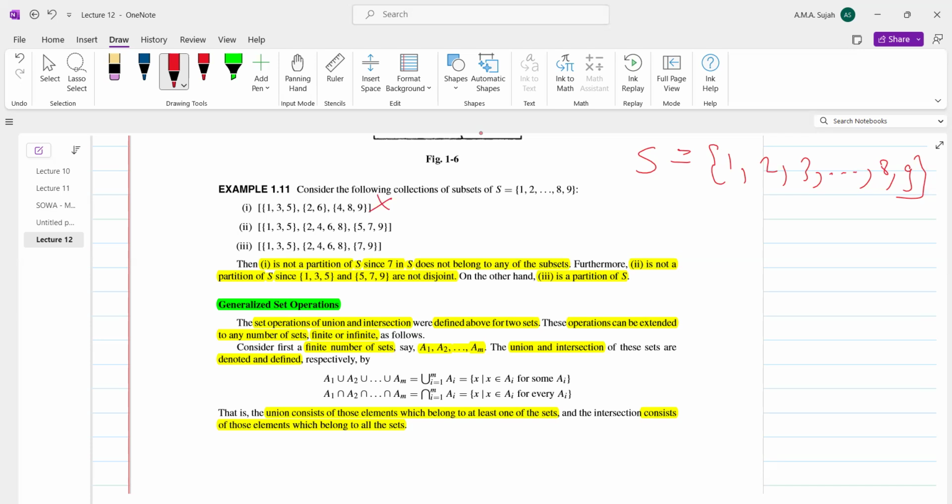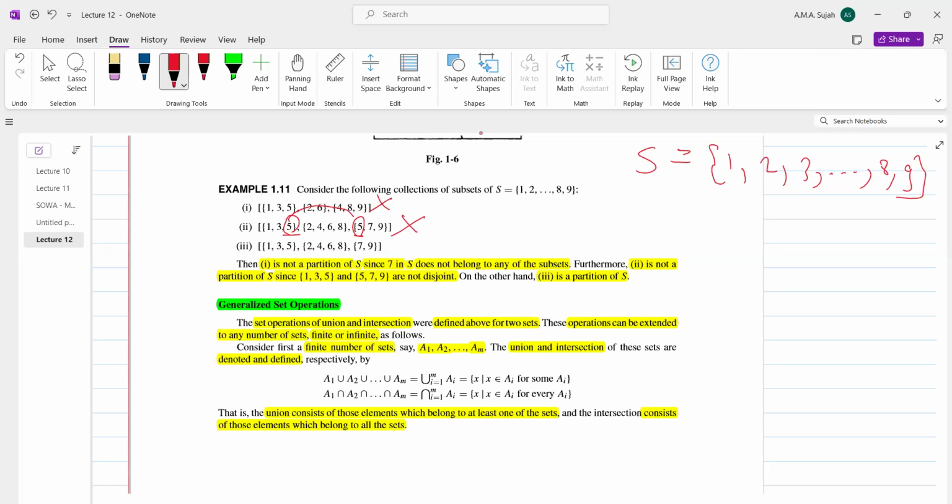How about the second one? Second one, 1, 2, 3, 4, 5, 5. So 5 happened 2 times, right? It means 2 partitions contain the same element, but it breaks the rules. What is the second rule? Mutually disjoint. It means their intersection is empty. But here, 2 partitions contain the same element. So because of that, we cannot say this is a proper partition, right?